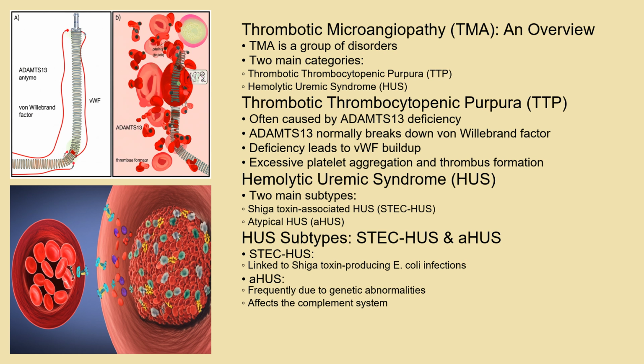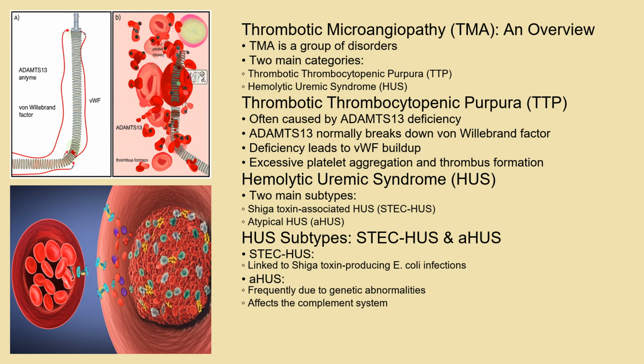TMA isn't just one thing, it's a group of disorders. We can broadly classify it into two main categories. The first is thrombotic thrombocytopenic purpura, or TTP. This is often caused by a deficiency in the ADAMTS13 enzyme, which breaks down a protein called von Willebrand factor. Without enough ADAMTS13, von Willebrand factor builds up, causing excessive platelet aggregation and thrombus formation.